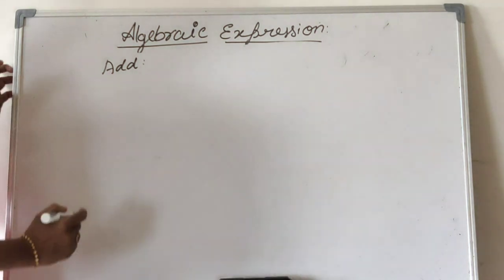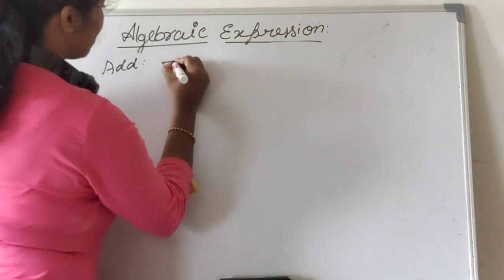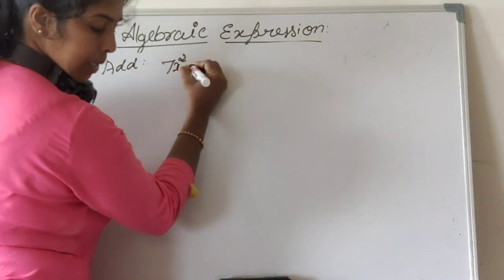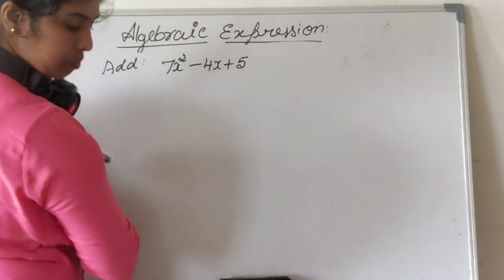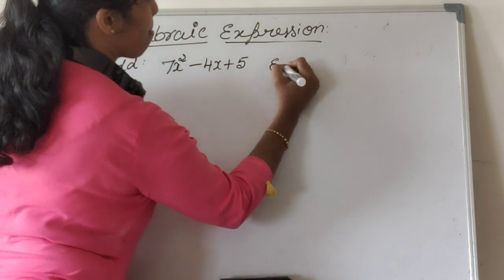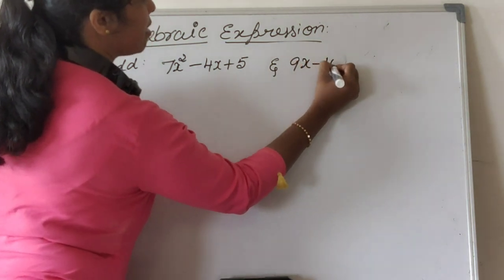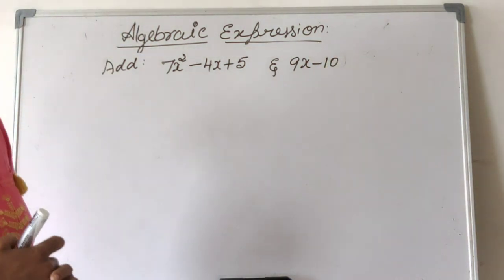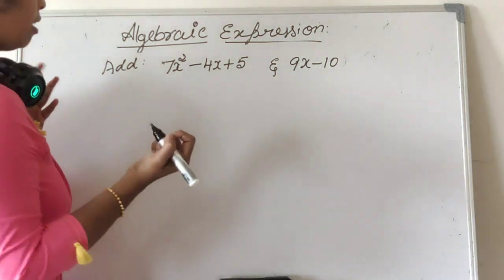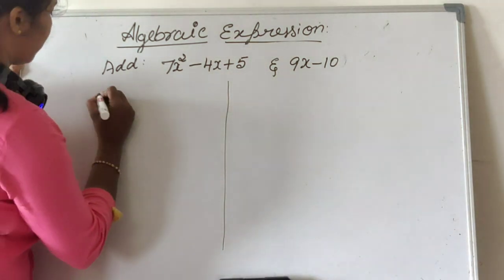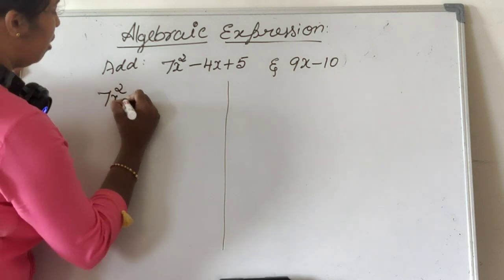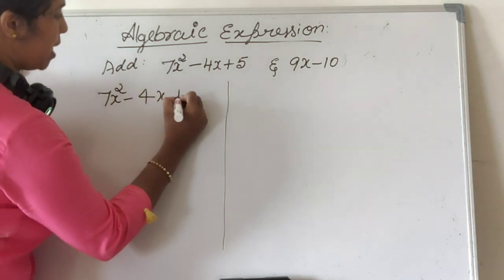One more question. 7x square minus 4x plus 5 and 9x minus 10. See, add. Okay? Which method? Both the methods I will do. Which one you want, afterwards you set that one. 7x square, but careful, minus 4x plus 5.